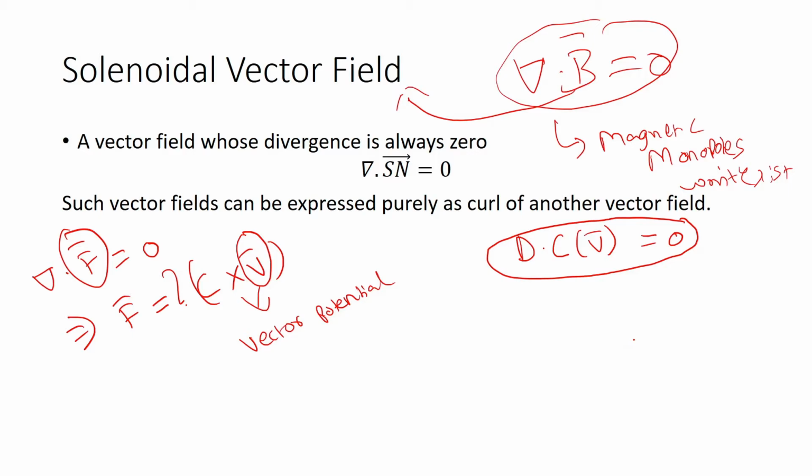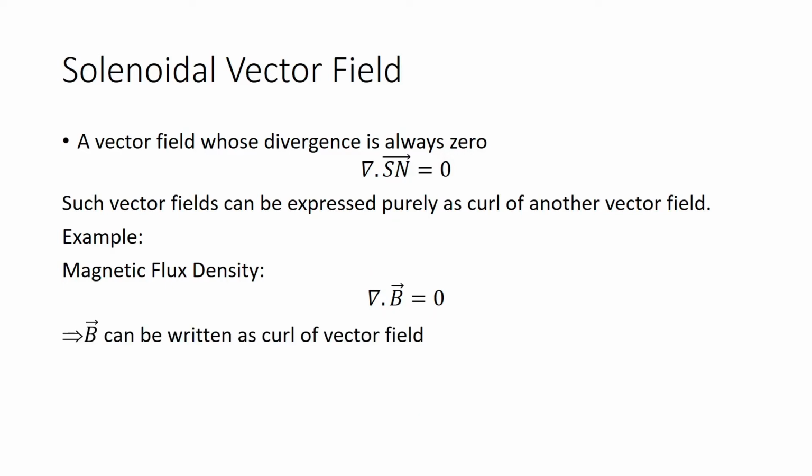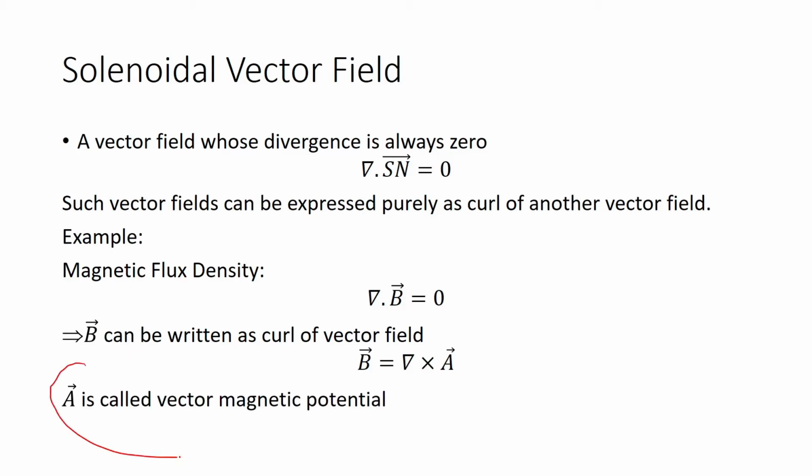Right? So let me erase this ink over this. Magnetic flux density, because the divergence of magnetic flux density is always 0, that means B bar can always be written as a curl of a vector field. B bar is equal to del cross A bar. This A bar is called the vector magnetic potential.